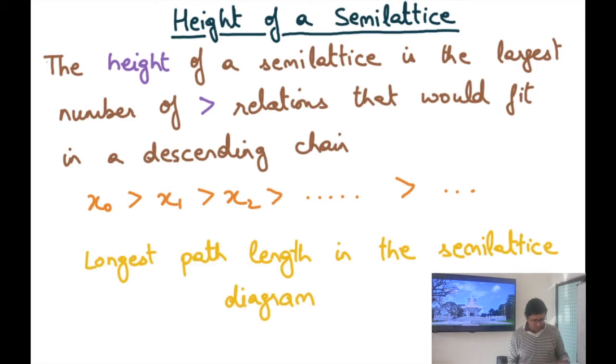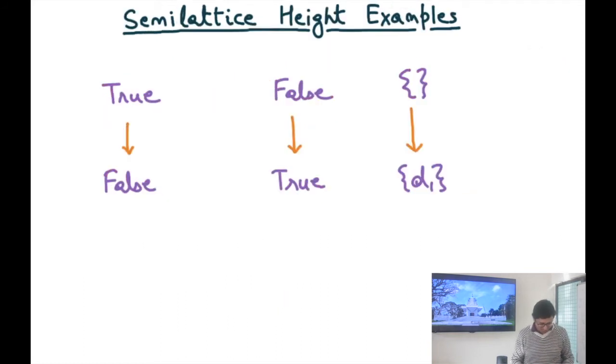In other words, in the graphical representation of the semilattice, this basically boils down to the longest path length in the semilattice diagram. What is the longest path length in the semilattice diagram? That is what we're going to call the height of the semilattice. And so it is very easy to understand height by using the semilattice diagram representation.